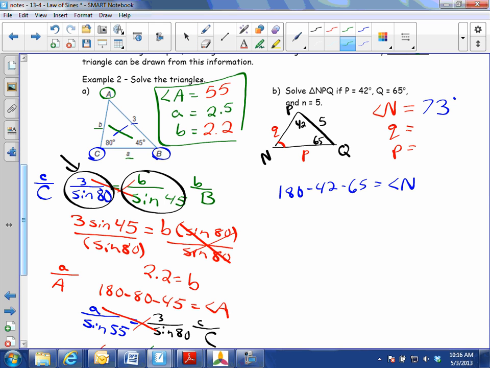All right, so now we can use the law of sines. Which angle and side pair do we know both of that go together? Does that make sense of what I'm asking? Like, do I know both little n and big N, q and Q, or p and P? Which ones do we know? Yeah, we know n and N, because we know angle N and we know side n. So I'm going to go side n over angle N. So we would have 5 over sine of 73.